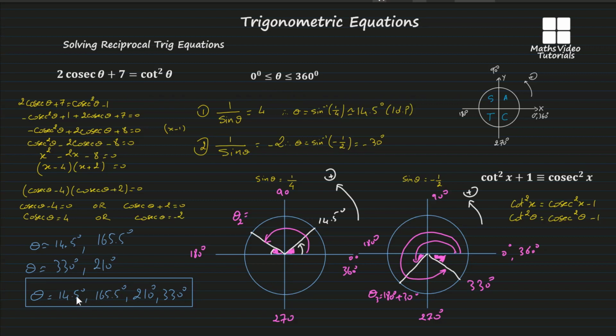One way to check that all your answers are correct is to plug each angle or solution into the calculator. Sine 14.5 should give you something close to a quarter, or 0.25. Sine 165.5 should also give you something close to 0.25. It will not give you exactly 0.25, because remember we have rounded these two answers to 1 decimal place. For these two, the answers will be accurate.